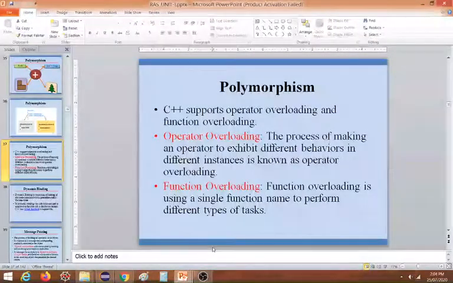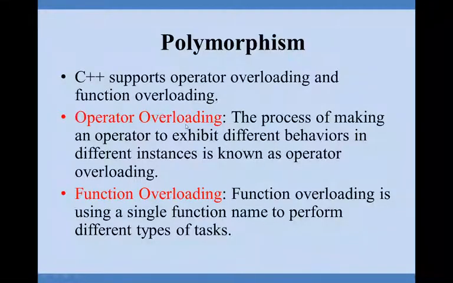Let us start with polymorphism. Today we are going to see operator overloading, one form of polymorphism. So what is the meaning of operator overloading? There are some operators in C++ which are meant for certain things, for example, a plus operator to add two numbers we use normally. But we can overload the meaning of those operators by using them for other things. So the process of making an operator exhibit different behaviors in different instances is known as operator overloading.